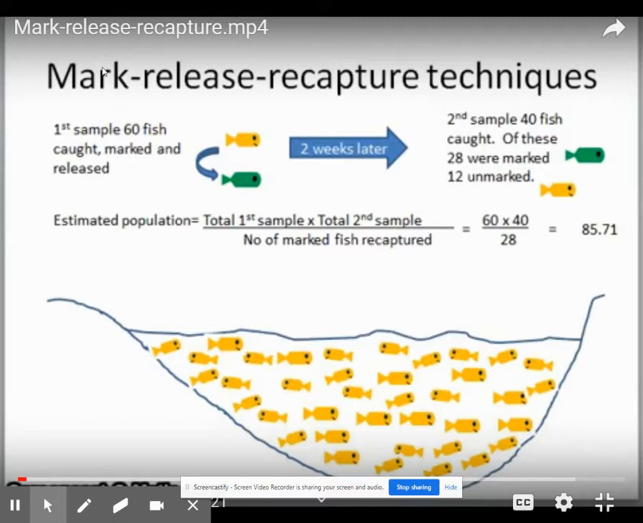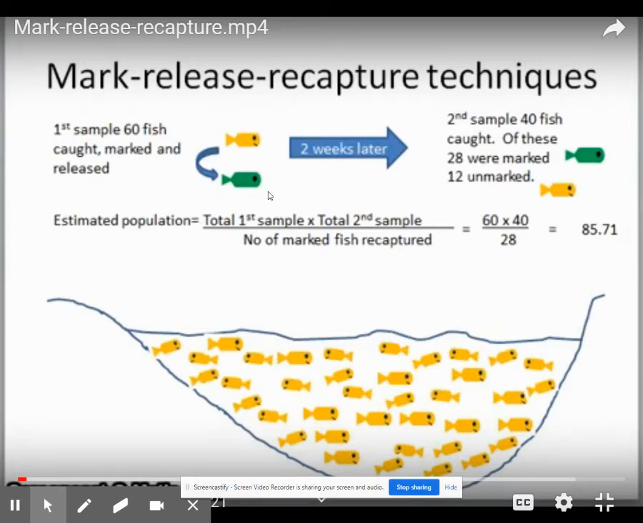So what you do is you capture some animals, in this case some fish, in your first sample, and you mark all of those that you catch. So in the first sample here, we've got 60 fish, we've caught them, and then we've marked them, and then we release them back into their natural habitat.